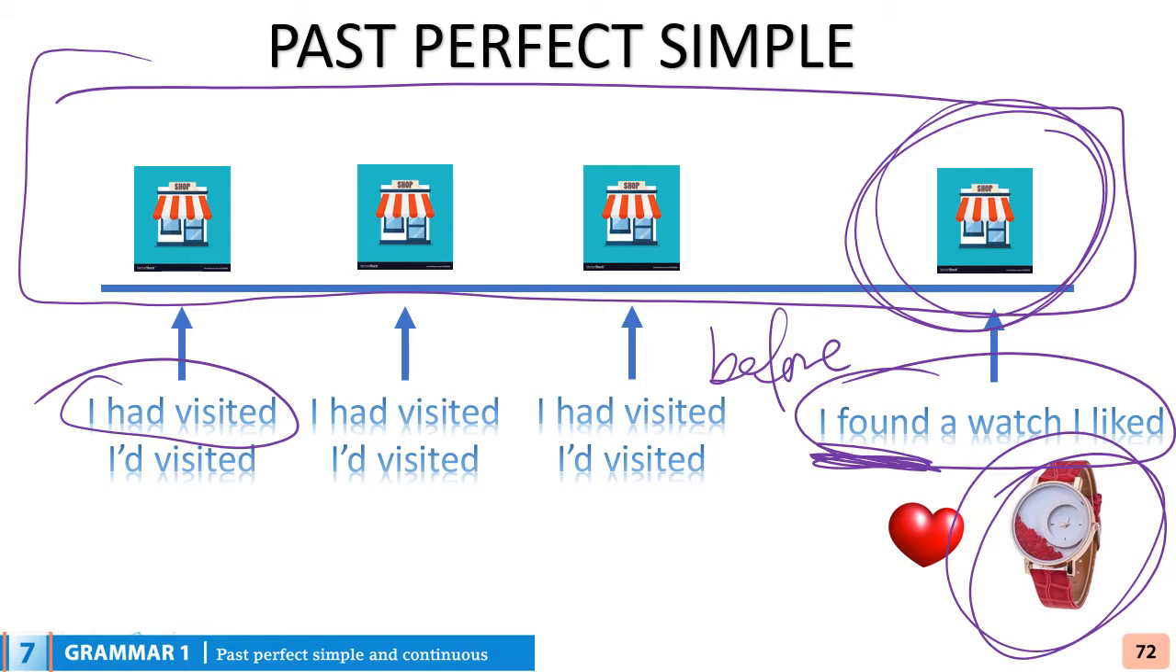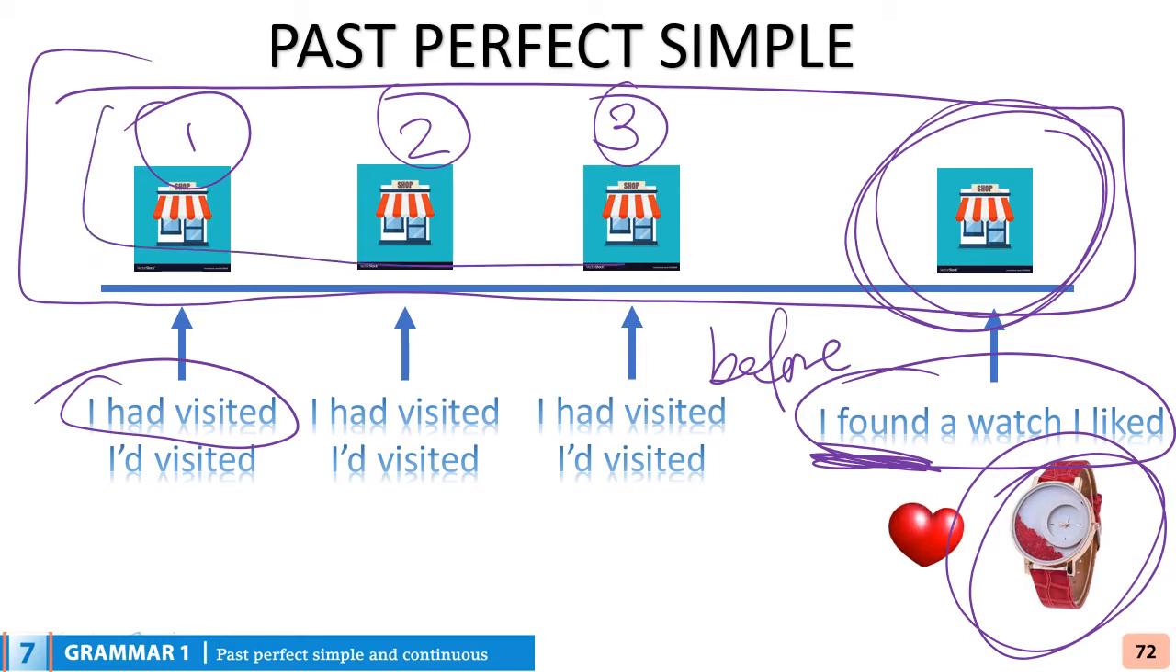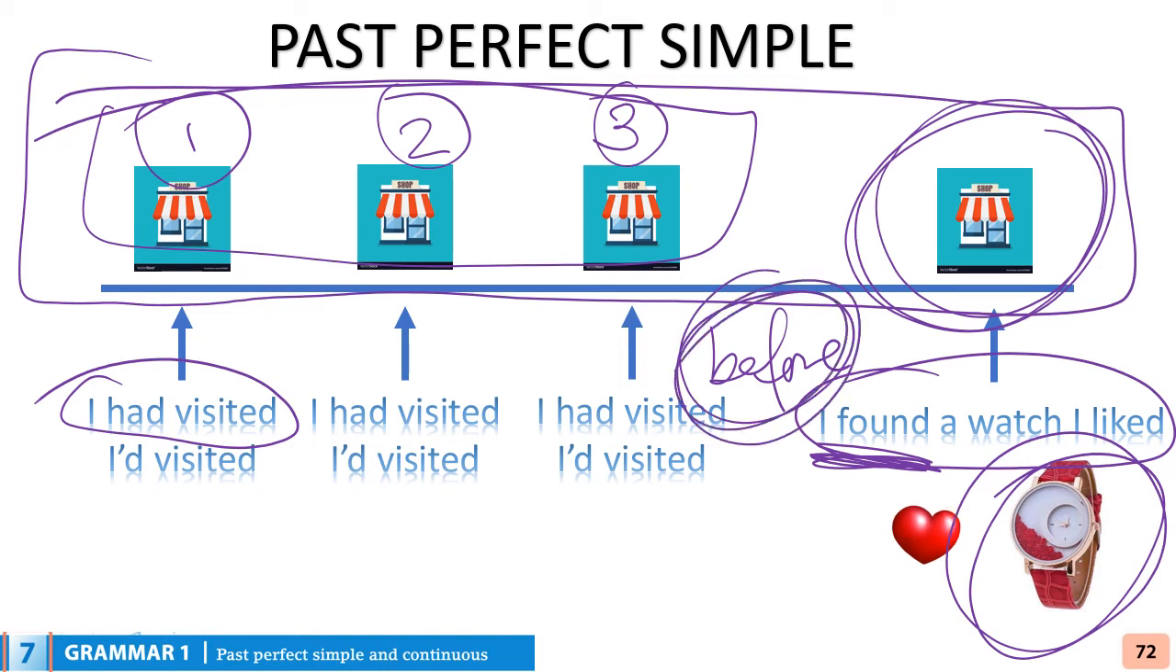Joder, tío. Yo no sé cuántas tiendas visité. Antes de encontrar el reloj, había visitado mogollón. 1, 2, 3, okay? So this is the way to say this situation in English. I had visited many shops before I found a watch I liked.